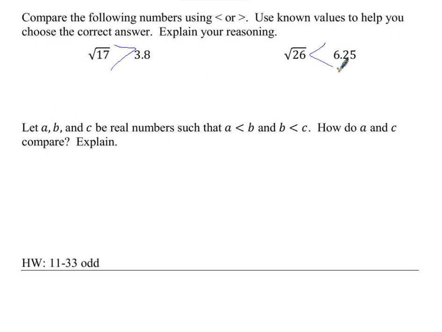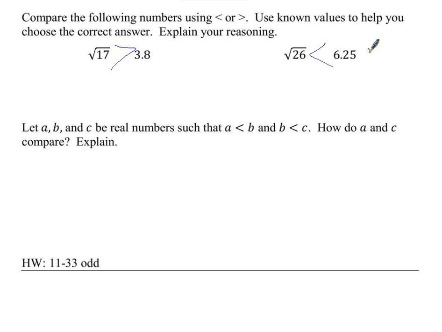All right? What if I had made this 5.25? Now you're going to struggle. So you'd have to figure that out a little bit differently. Anyway, that's comparing numbers using greater than or less than using known values. Let's take a look at the bottom one.